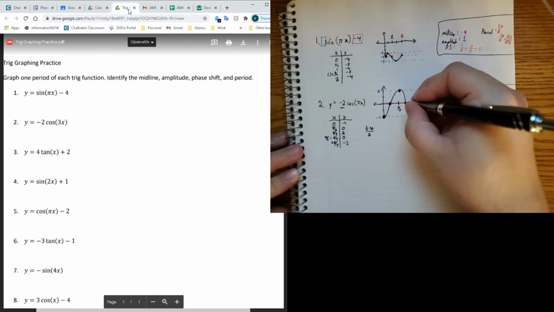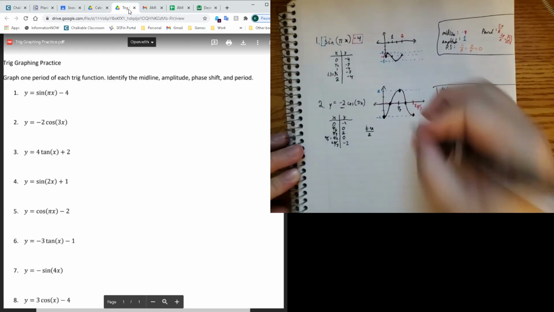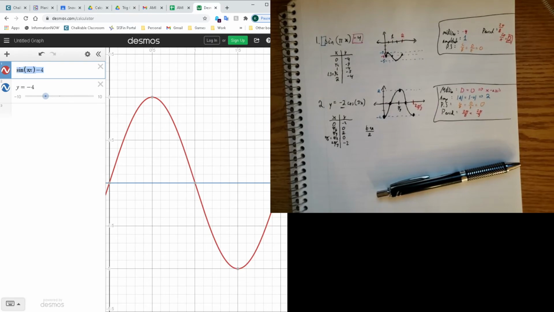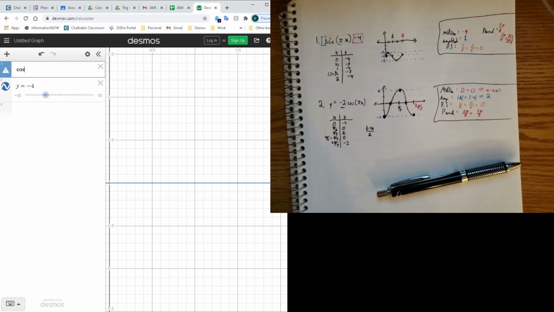Looking good. Looks beautiful. And now I go to Desmos to check my work. So I have my new function. This time it is cosine. Oh, I have a negative 2 out front, so I'm going to go negative 2 cosine of 3x.